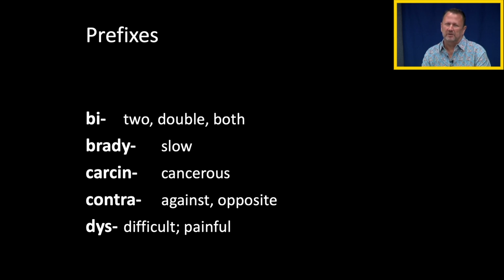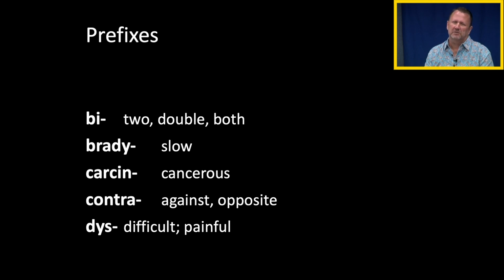Bi, as in bicycle, means two, binocular, to look through two places. Brady means slow, as in bradycardia. Carcin, as in carcinoma, are cancers that start on the surface area of the body. Contra means against. It can also mean the opposite. Like to contradict someone means to say exactly the opposite thing.